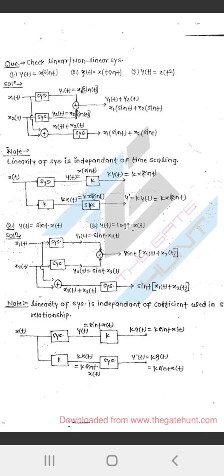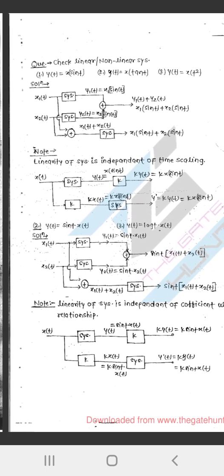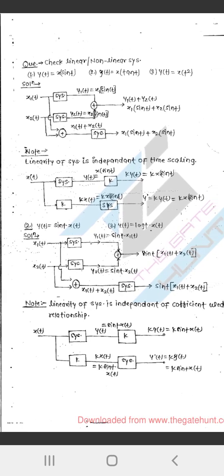In relationships, system y of t is k sine of t x of t, which is k y of t, k sine of t x of t, and k x of t, so k sine of t times x of t.